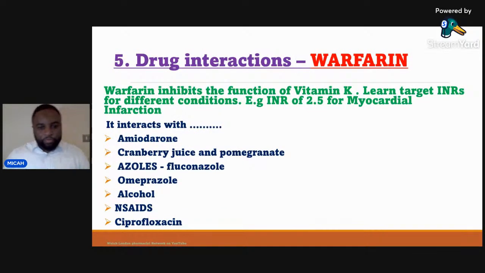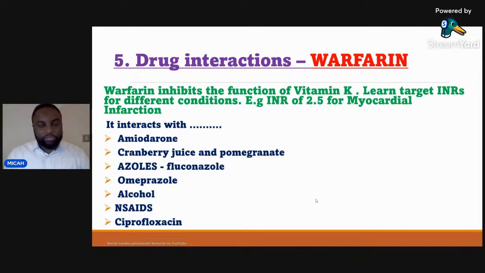Next one is warfarin. Warfarin is a common anticoagulant that is taken by a number of patients. Obviously, now we have new anticoagulants called the novel or direct oral anticoagulants like your rivaroxaban, edoxaban, apixaban, drugs like that, which are beginning to take the place of warfarin. They're beginning to dominate the management of patients who need anticoagulant medication. That notwithstanding, we still need to know our warfarin in a lot of detail.